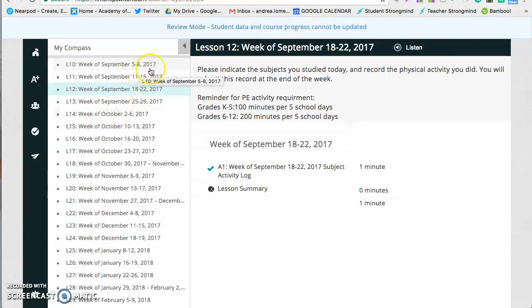So what I need for all of you to do is to go into your My Compass and make sure that you have gone into every week since we have started the school year. So if you started from the very beginning of the year, you would click here and you would make sure that your log is filled out for the week of September 5th through the 8th. You would also make sure the 11th through the 15th, as well as last week, the 18th through the 22nd.